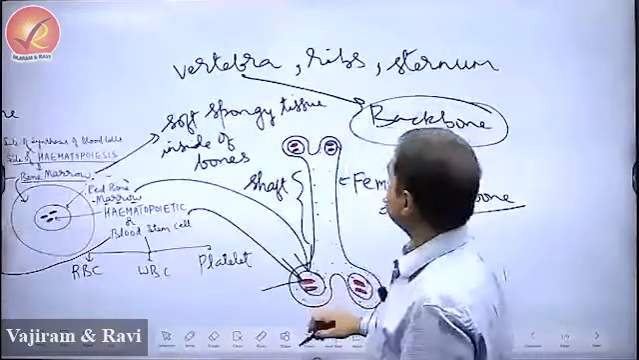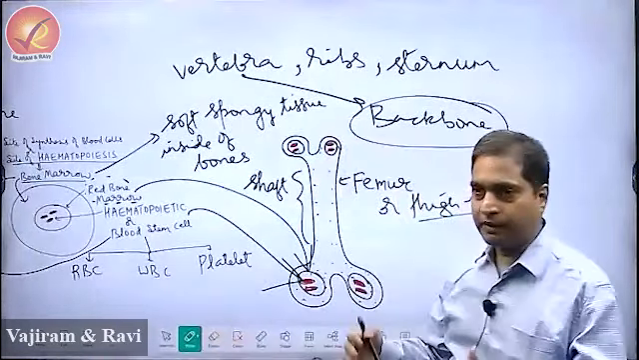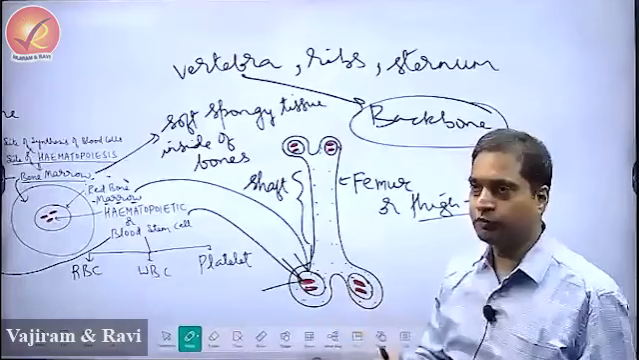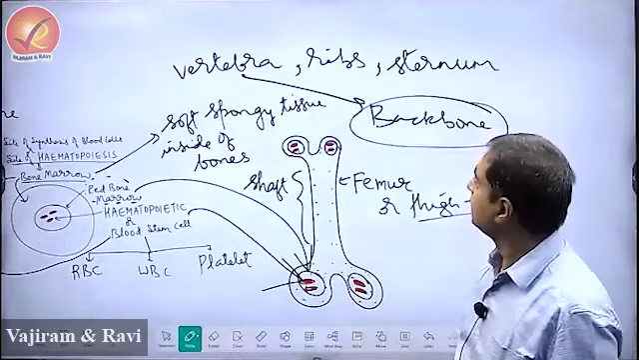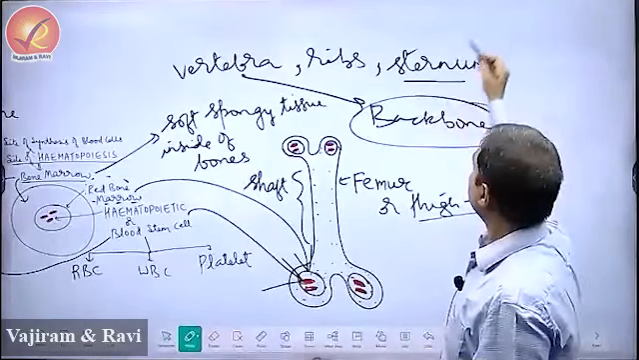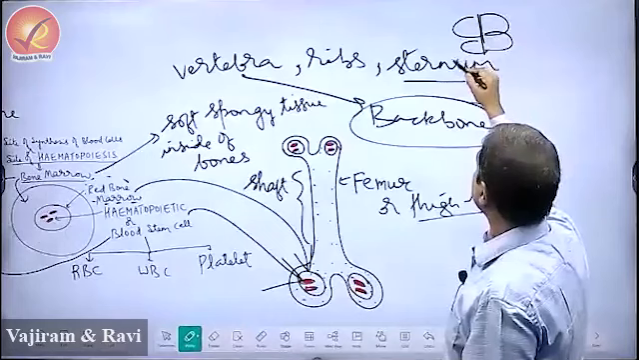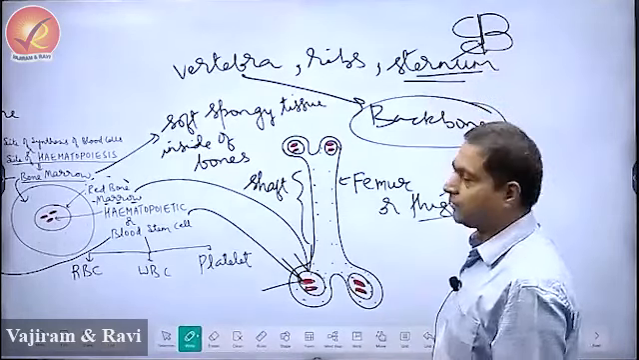Your chest is surrounded by these, made by these ribs only, and they are joining together at the level of the sternum, breastbone. Isn't it? Sternum. So your ribs, ultimately they join what? The sternum. So that also contains the bone marrow.